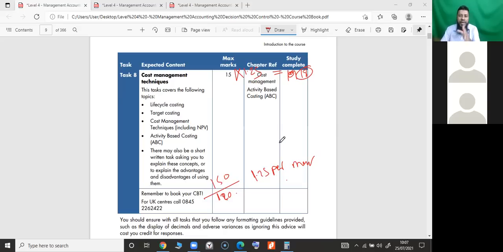On the exam day, you must carry paper and pen to do some workings there, and put your answer on the screen, on the computer, wherever needed. Read the requirement very carefully, twice. At first, read the requirement, then read the scenario. We're going to do those things in today's lecture.